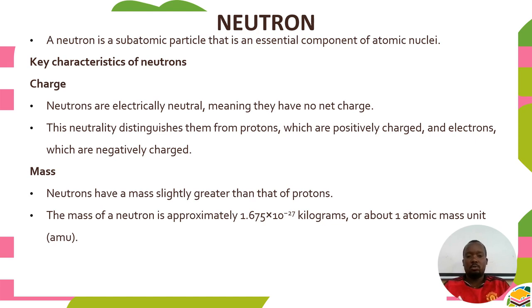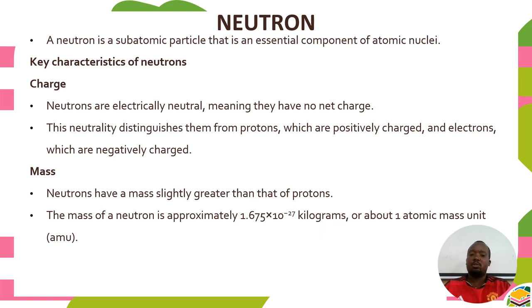This neutrality distinguishes them from protons, which are positively charged, and electrons, which are negatively charged. In terms of mass, neutrons have a mass slightly greater than that of protons, just slightly greater. So if we are to arrange them in order, the heaviest is the neutron, then followed by protons, then lastly we have electrons.